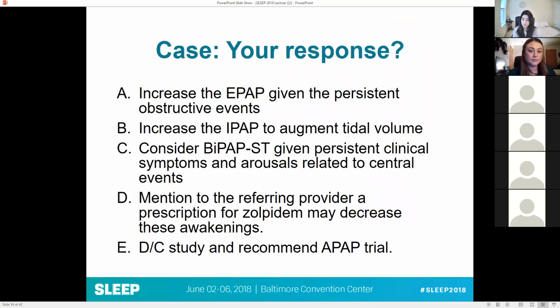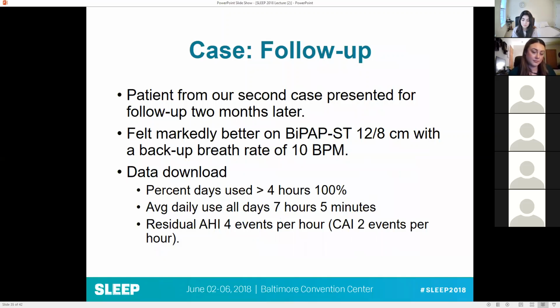So what could you do here? So this is someone I'd probably put on a BiPAP ST. This was an actual patient I saw in clinic, and I think she had a stroke that, from what I recall, there was some sort of brainstem involvement, and we thought it might be affecting her respiratory centers.